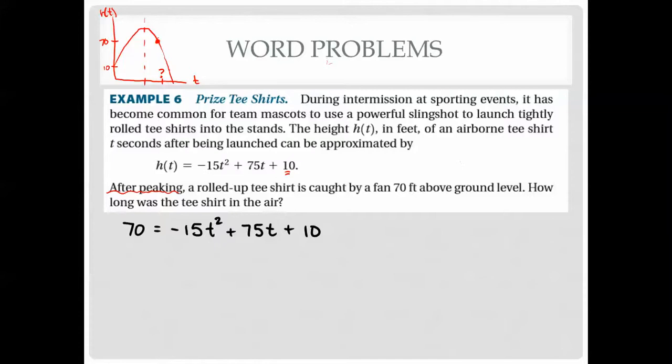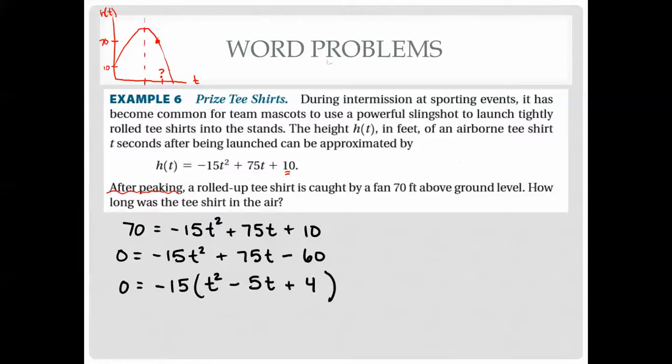Remember, we talked about in the previous section, we want our polynomial equation to equal 0. So our next step, subtract 70 from both sides. We get 0 equals negative 15t squared plus 75t minus 60. Now we want to factor the right side in order to solve for t.